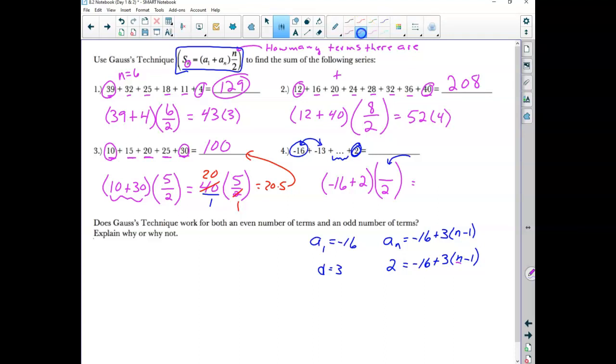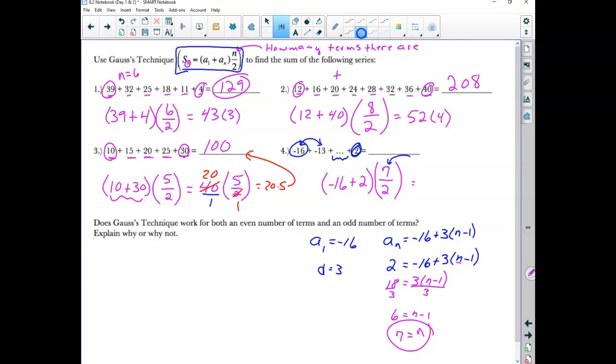And then what I'm going to do is solve for n, and I'm going to add that 16 across. I get 18 equals 3 times n minus 1. To be honest with you, I'm not going to distribute that 3. I'm going to divide by 3, and I'm going to get 6 equals n minus 1. Hey, that means n has to equal 7. And you know what? That means I have 7 terms.